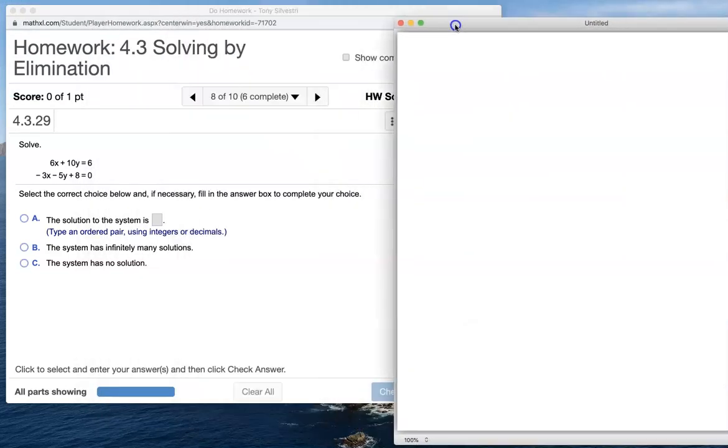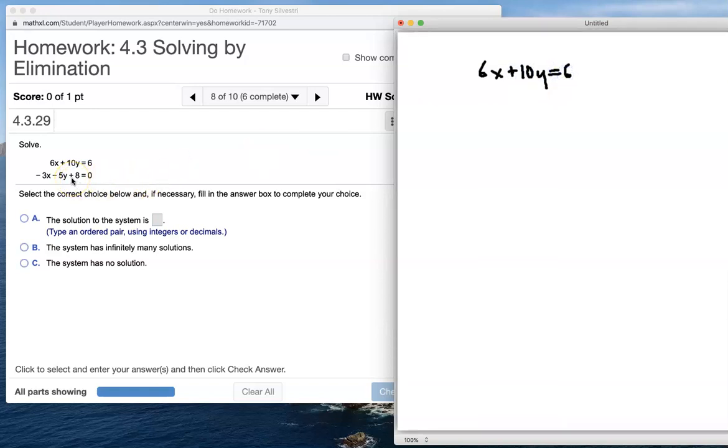Move this over here. Okay, now let's take a look at this problem here. What strikes me about this problem is it doesn't look like the problems we had before. The problems we had before, we had a column of x's, a column of y's, and a column of numbers. I'm going to make that happen here. See, the first equation looks good. 6x plus 10y equals 6. Okay, that looks good.